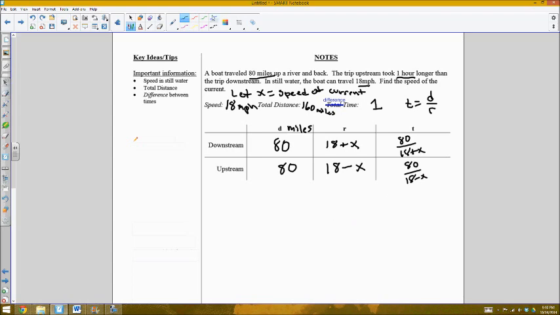So now the challenge is creating an equation to represent this information. Well, notice that it said the trip took 1 hour longer going upstream than it did downstream. Well, longer is a difference. So what I'm going to do is take the upstream time, which is 80 over 18 minus x, and subtract from it the downstream time, and that should equal the difference in times, 1. And then I will go through the solving process in pretty much exactly the same way as I did before, by multiplying by the LCD.